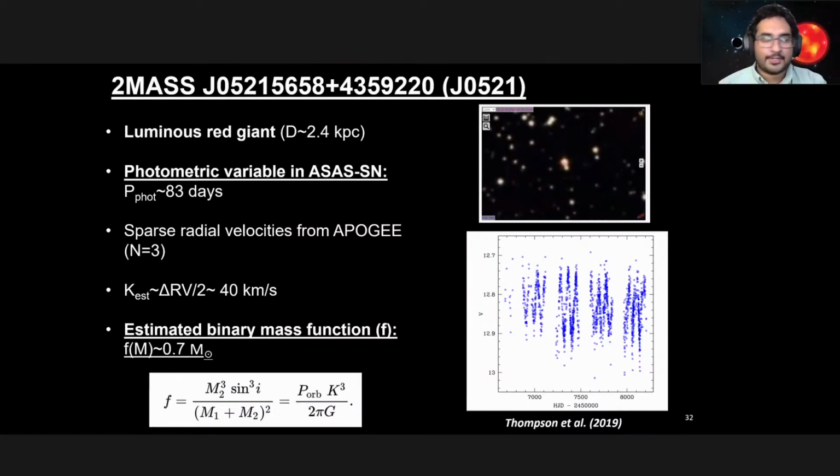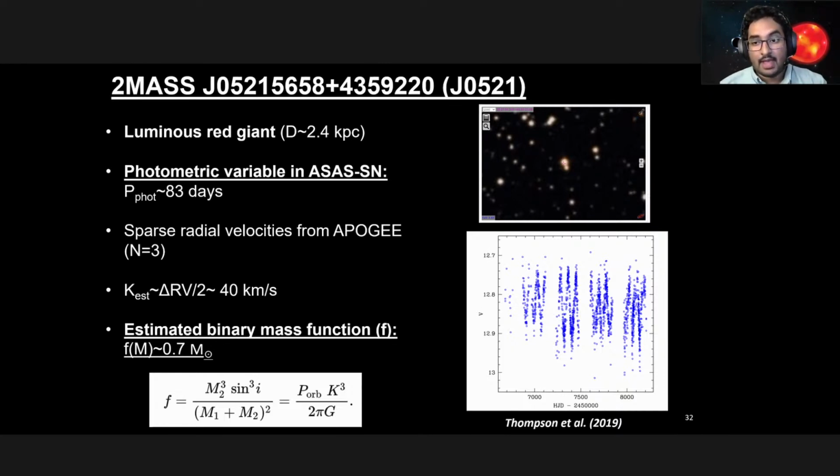We started this project by looking at radial velocity variables in the APOGEE survey. To prioritize radial velocity variables for follow-up, we came up with an estimate of the binary mass function using the radial velocity data from APOGEE. The binary mass function, as I mentioned before, gives a constraint on the minimum mass of a companion.